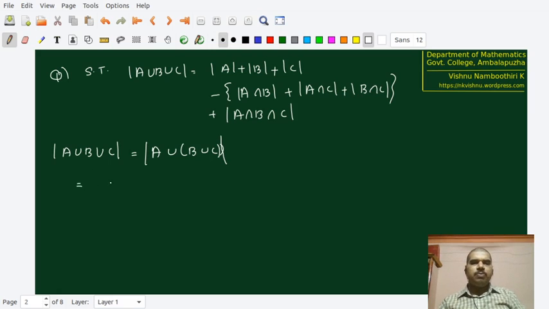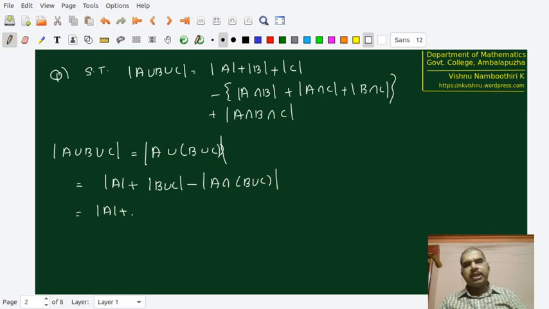This is equal to the cardinality of A plus the cardinality of B union C minus the cardinality of A intersection B union C. Now, this is equal to the cardinality of A. What about the cardinality of B union C? We can once again apply the previous result. This is equal to the cardinality of B plus the cardinality of C minus the cardinality of B intersection C.